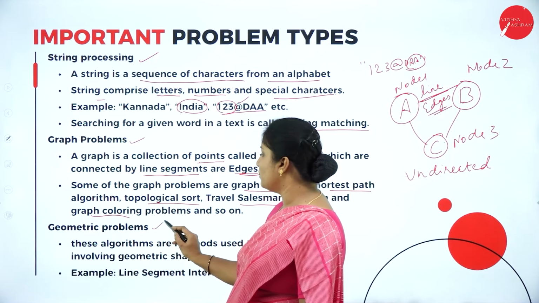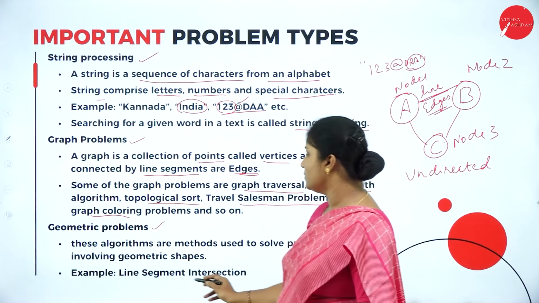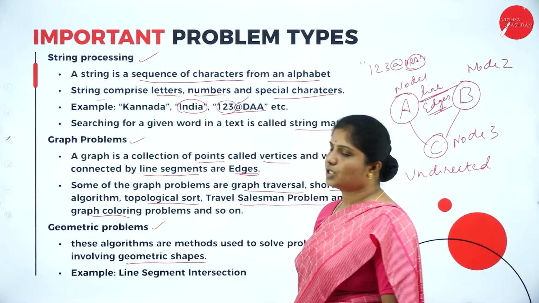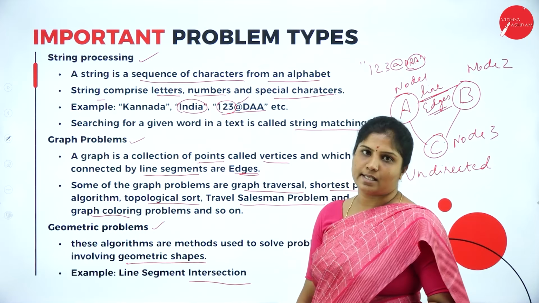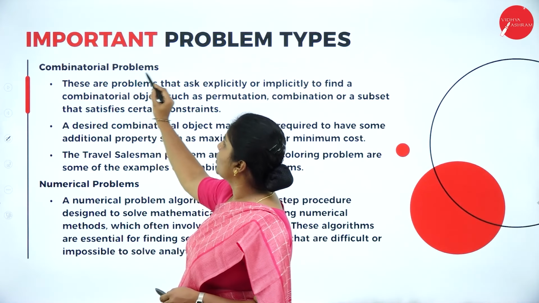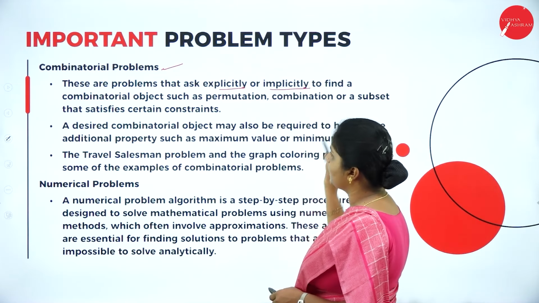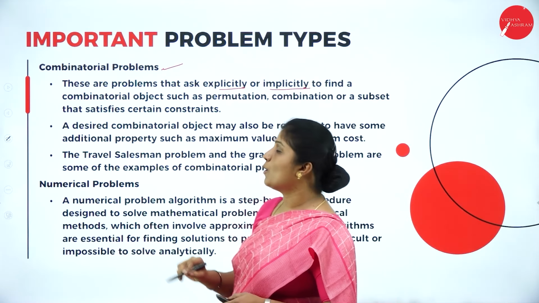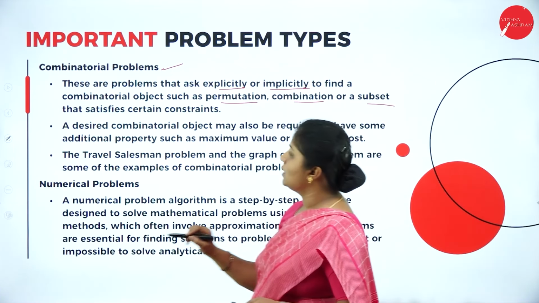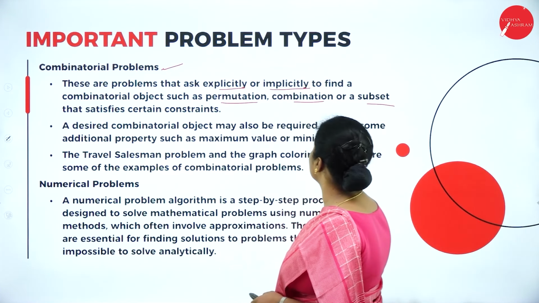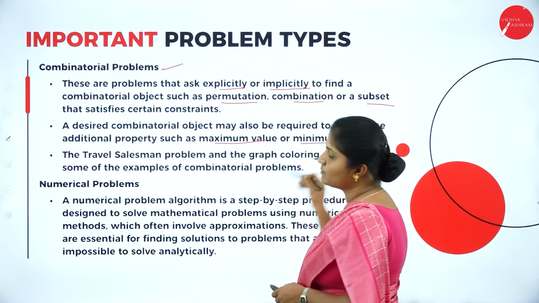Next, we have geometrical problems. These algorithms are methods used to solve problems involving geometric shapes. For example, line segment intersection. Next, we have combinatorial problems. These are problems that ask, explicitly or implicitly, to find a combinatorial object such as a permutation, combination or subset. A desired combinatorial problem may also require some additional property, so we should find the maximum and minimum.